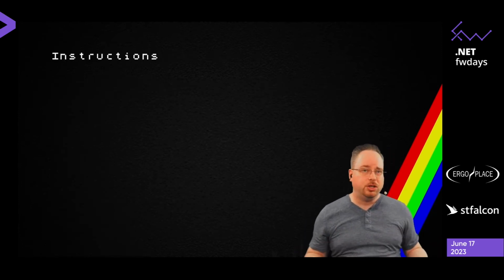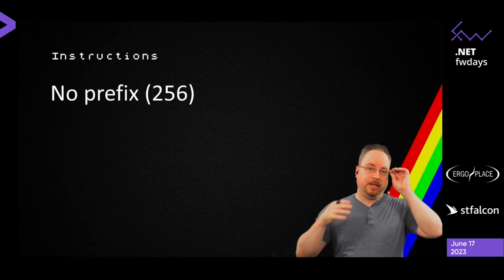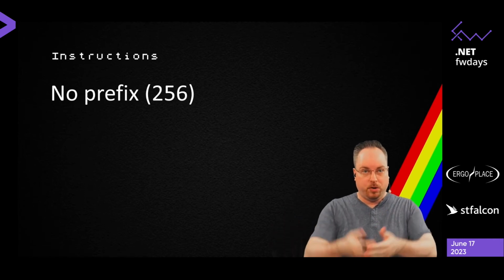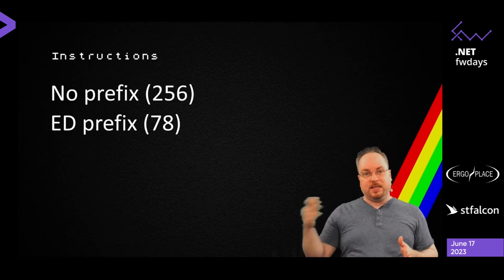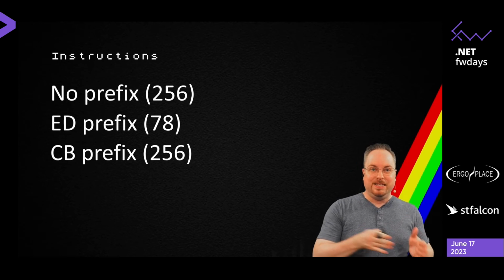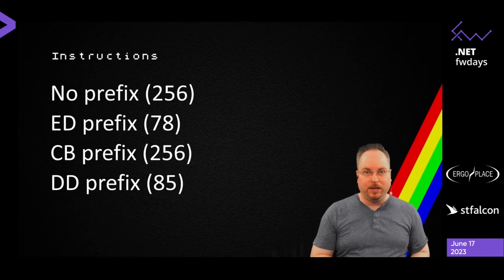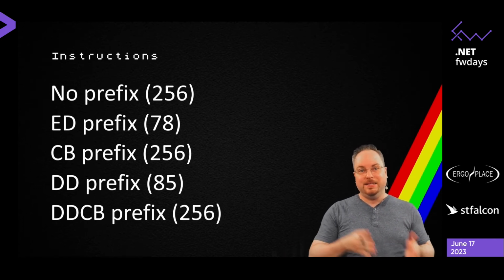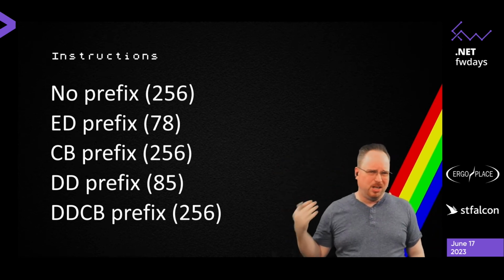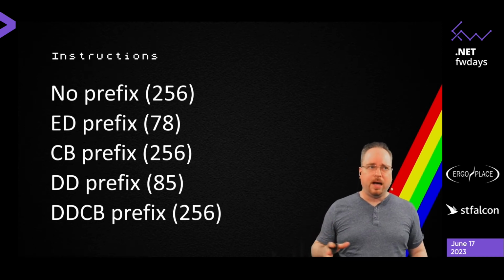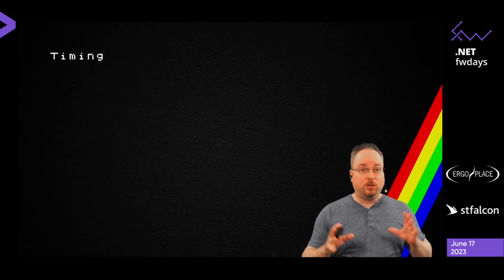Looking at the different instructions, we have no prefix opcodes, which means basically that the 78 there is a no prefix. Then we have ED, which is a prefix that has 78 different opcodes. CB prefix has 256 different opcodes. The DD prefix has 85, and the DDCB has 256. So when you put all of this together, because there are some undocumented ones as well, you will land at about 1,000 different instructions.